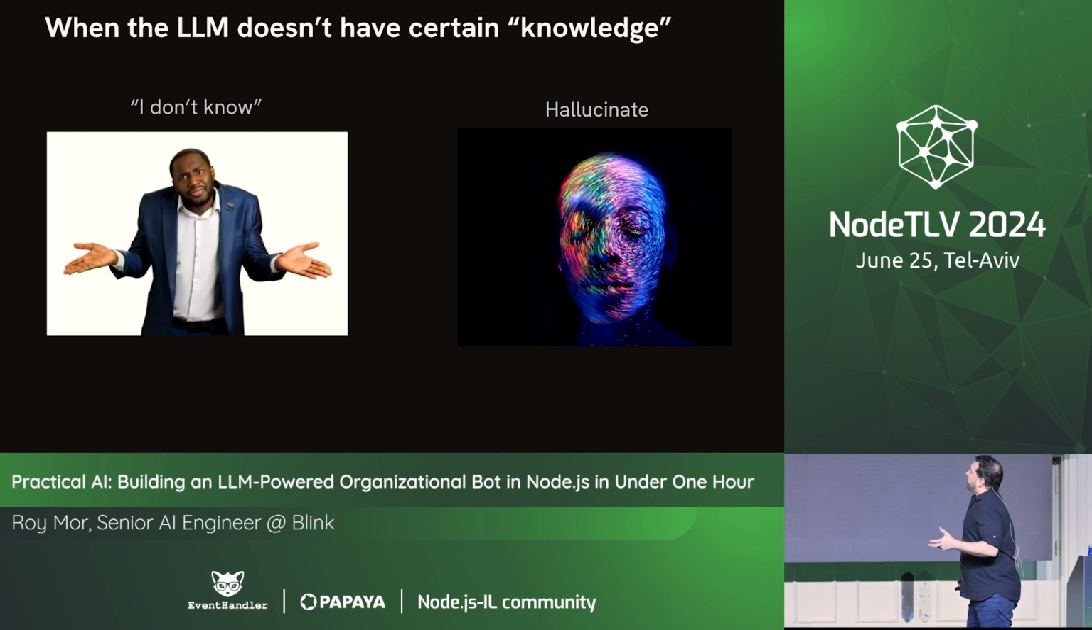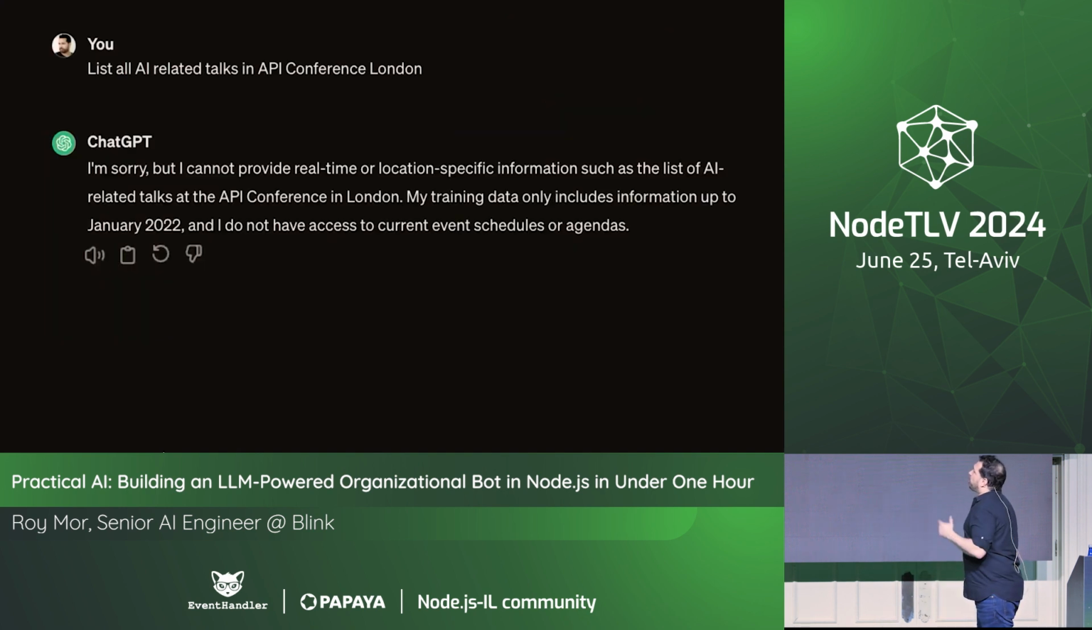Just as an example of I don't know, a few months ago, I gave a talk at another conference, and prior to the talk, I went on ChatGPT and asked it to list all AI-related talks in that conference. And the response was, "I'm sorry, I cannot provide real-time or location-specific information, such as the list of AI-related talks at the API conference in London. My training data only includes information up to January 2022," and so on. So many words just to say, I don't know.